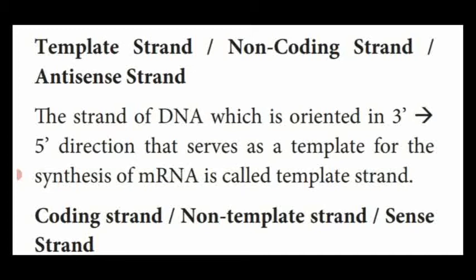Dear students, the DNA double-stranded helix has two strands. One is the 3' strand, another one is the 5' strand. The strand of DNA which is oriented 3' to 5', kindly note it down, serves as the template for the synthesis of mRNA. That strand is called the template strand, the 3' to 5' strand. The other strand is the 5' to 3' strand.